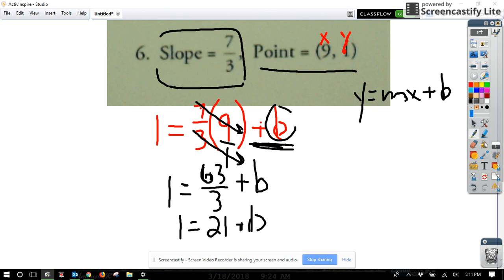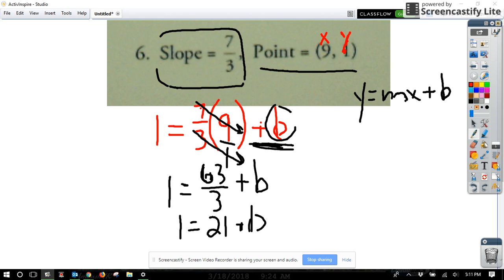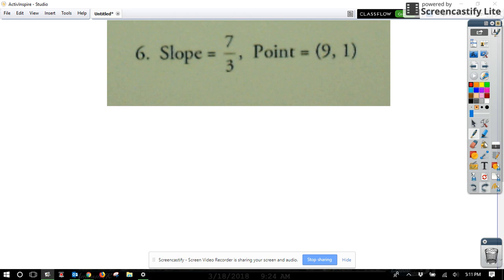Now, you're still solving. Let me just clear everything out. Let me make sure that's right. Yeah, 1 equals 21 plus b. Okay. So 1 equals 21 plus b. Now, okay, that looks terrible. Sorry, y'all. If you could see me trying to use this touch screen, you'd be laughing right now.